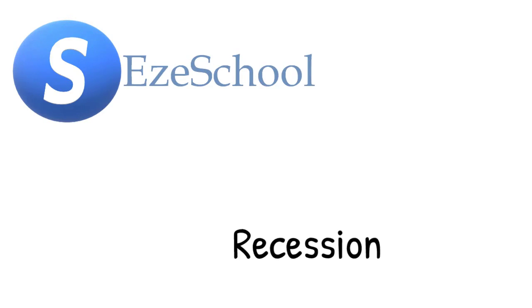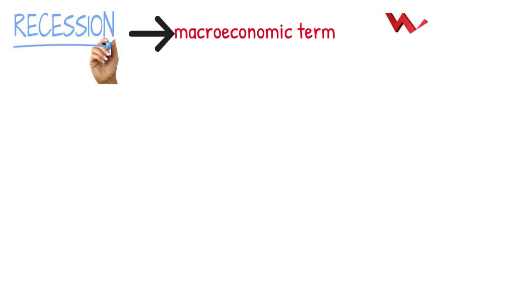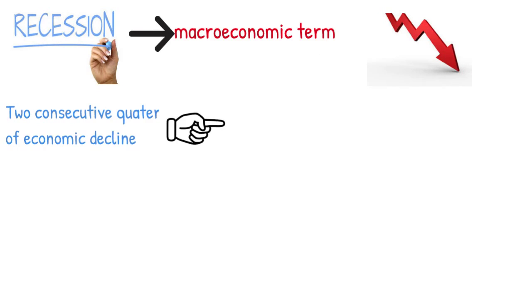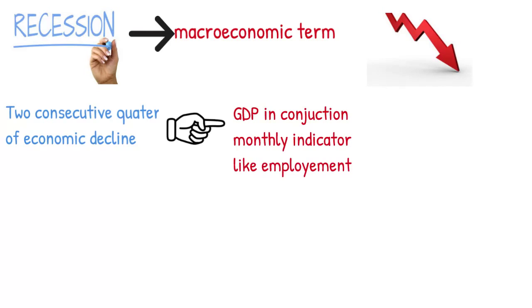What is a recession? A recession is a macroeconomic term that refers to a significant decline in general economic activity in a designated region. It is typically recognized after 2 consecutive quarters of economic decline, as reflected by GDP in conjunction with monthly indicators like employment.